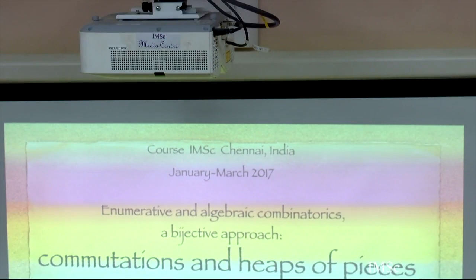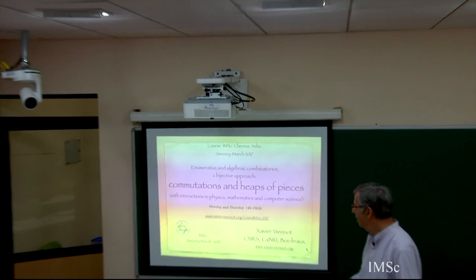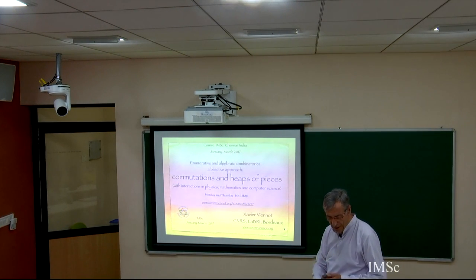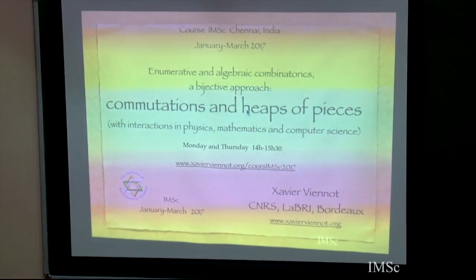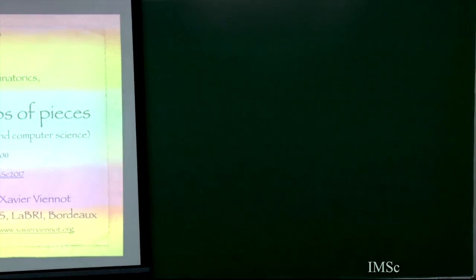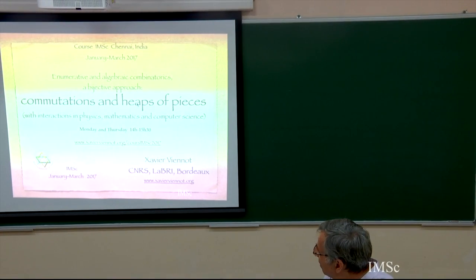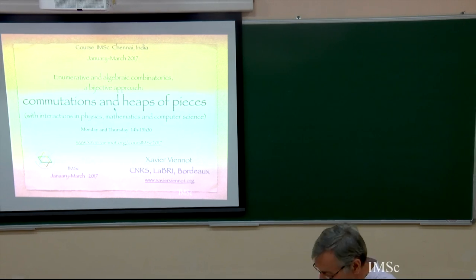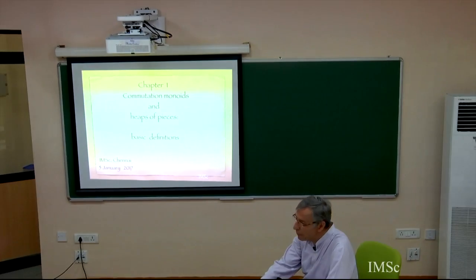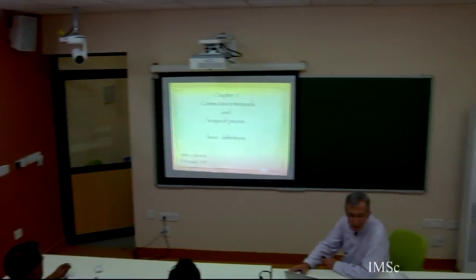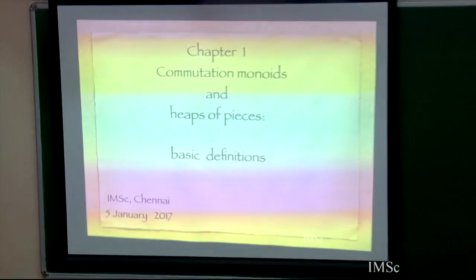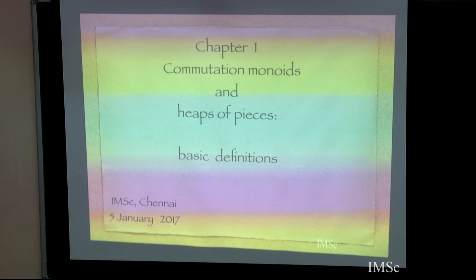It's part of an enumerative, algebraic, and bijective approach to combinatorics. There will be some interaction between physics, mathematics, and computer science. The main topics are commutation and heaps of pieces. Chapter 1: what is a heap of pieces and what is a commutation? Chapter 1 will be basic definitions.